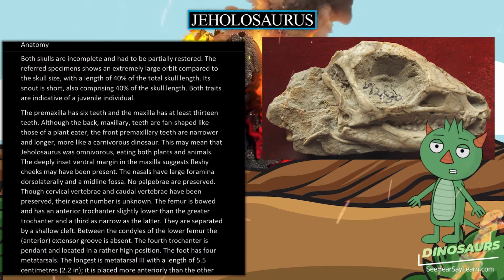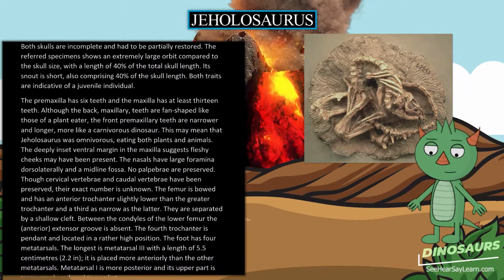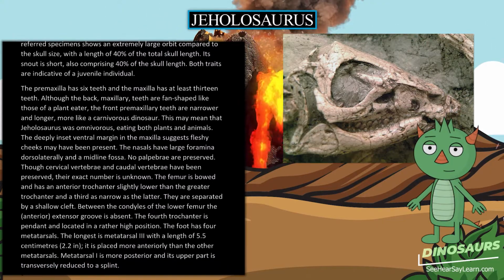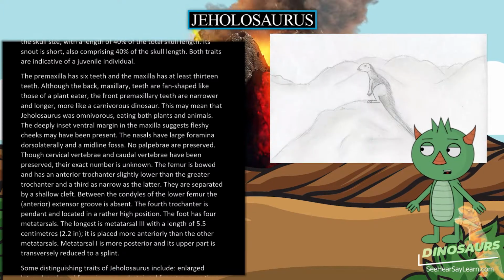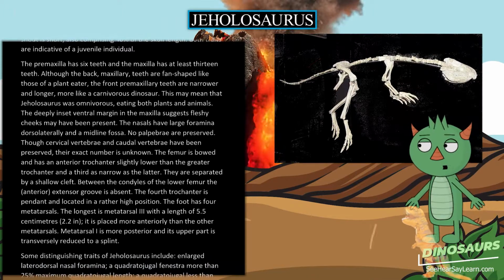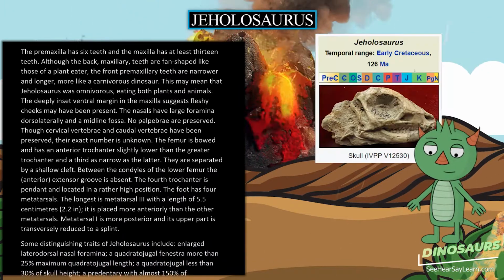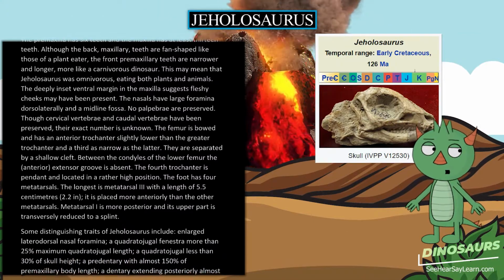The nasals have large foramina dorsolaterally and a midline fossa. No palpebrae are preserved. Though cervical vertebrae and caudal vertebrae have been preserved, their exact number is unknown. The femur is bowed and has an anterior trochanter slightly lower than the greater trochanter and a third as narrow as the latter. They are separated by a shallow cleft. Between the condyles of the lower femur, the anterior extensor groove is absent. The fourth trochanter is pendant and located in a rather high position.